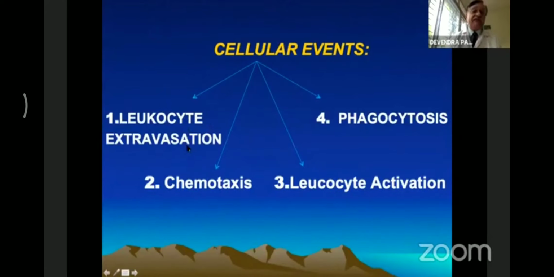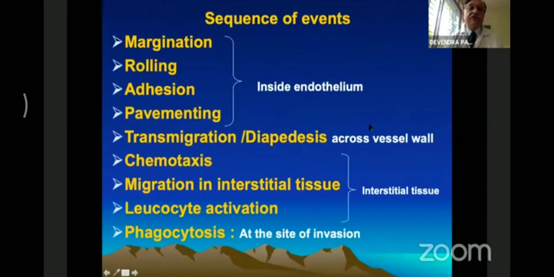Leukocyte extravasation. They come out. There are different stages involved. Chemotaxis in the interstitial space: they will travel towards the focus of injury. They get activated, and ultimately eat away the injurious agent. The sequence of events when they are going out, basically, first is what?